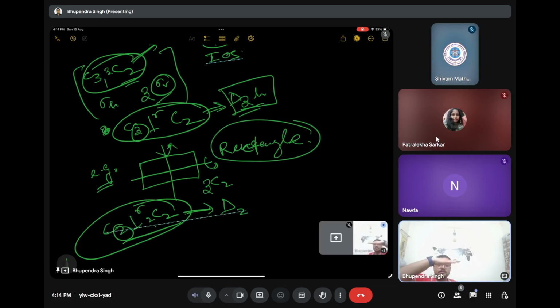Now rectangle, this is planar. This is your C2 perpendicular to this axis. This axis of symmetry. This axis. So this is D2h. Point group should be D2h.